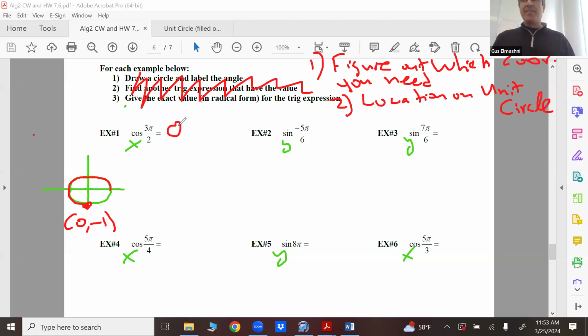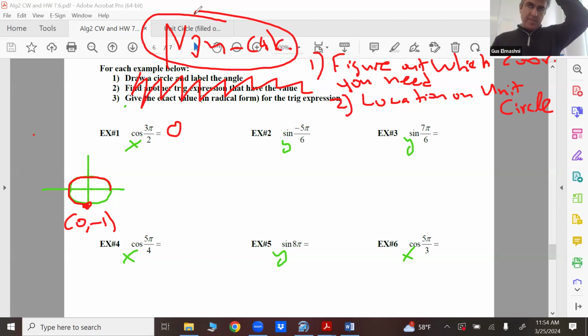You have to do this without a calculator. You can check your work using a calculator, but you have to be able to do this without one. This is all non-calc, guys. You cannot use a calculator here. I'm going to be very strict about that.